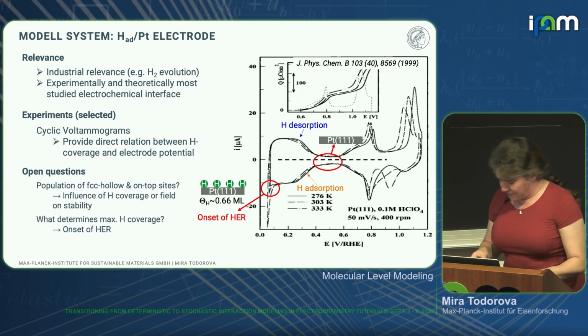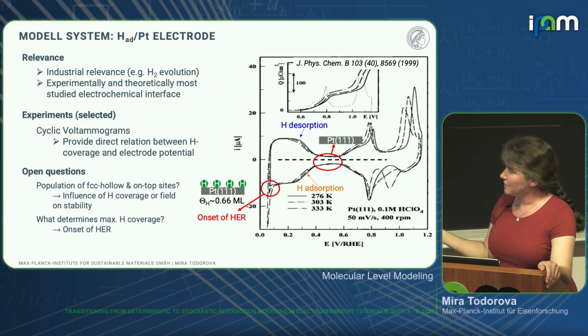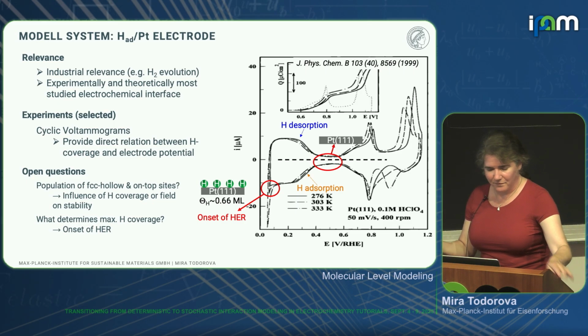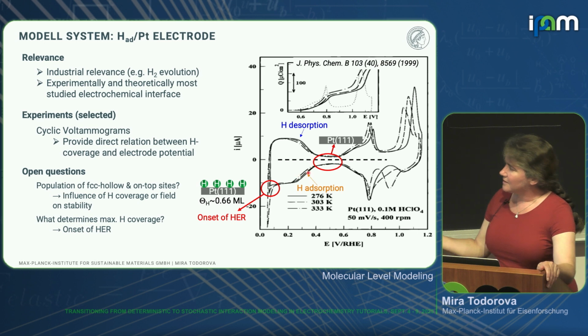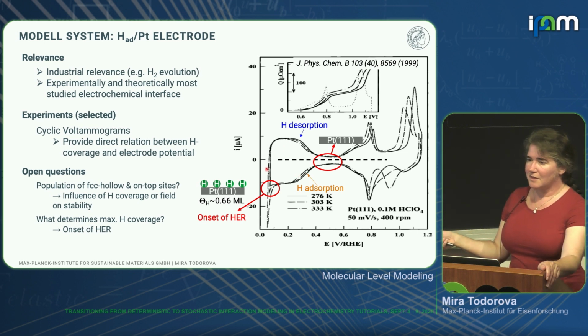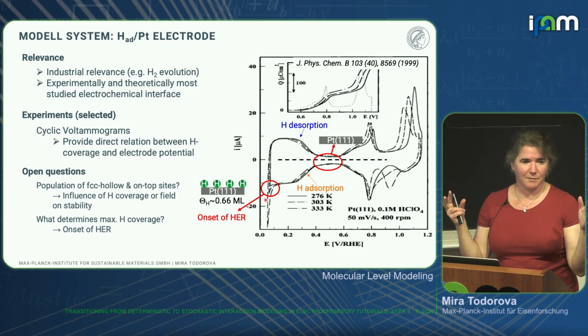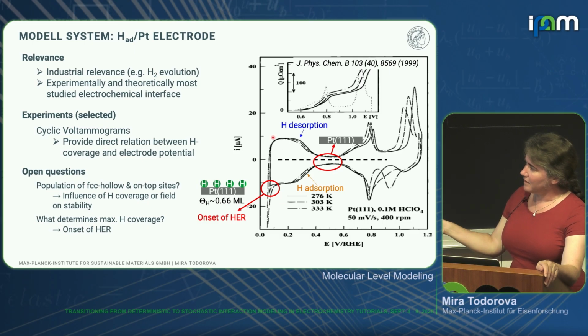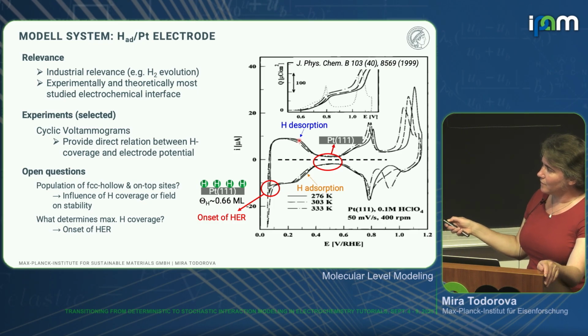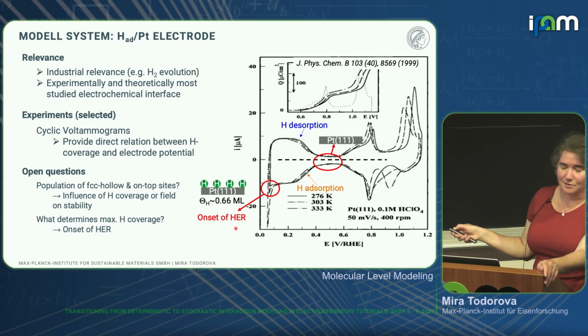Anyway, what is very nice about this CV for platinum is that you see that it's completely symmetric, which means that going in one direction and going in the other direction, this is all governed by thermodynamics, so I don't have kinetic effects. It's completely reversible. And what we were particularly interested in is this region where we have on one side hydrogen desorption, and on this side we have hydrogen adsorption on the surface.